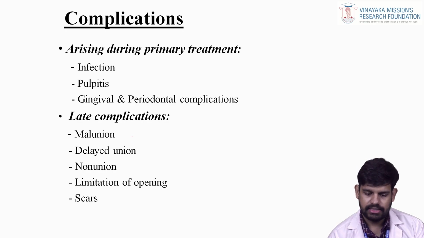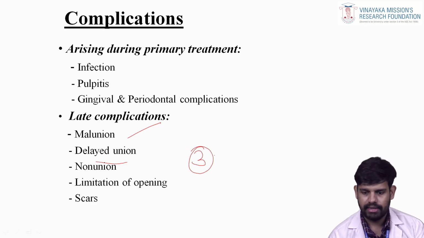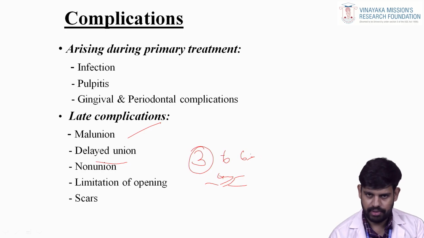Late complications can be, as I said, malunion, meaning the bone is not fixed in the proper anatomical frame, or delayed union, meaning 3 months is the ideal bone healing time, 3 to 6 months. If more than 6 months the bone is not healed, it comes under delayed union. Non-union, even after 3 to 4 months, you can see still a gap between the two bony fragments. Then the limitation of mouth opening, because of trismus and the fracture not healing properly, and scars. It can be keloid or hypertrophic scars.